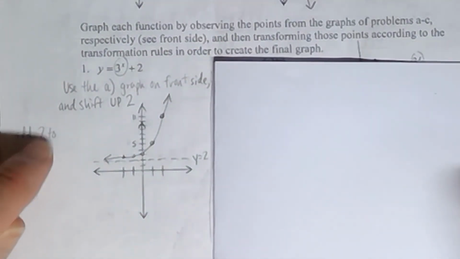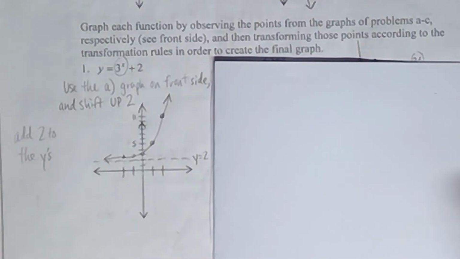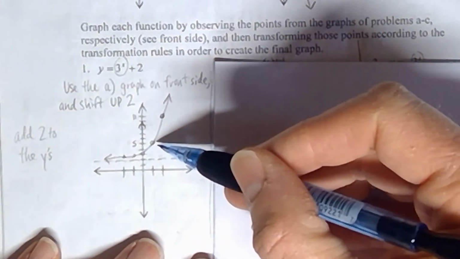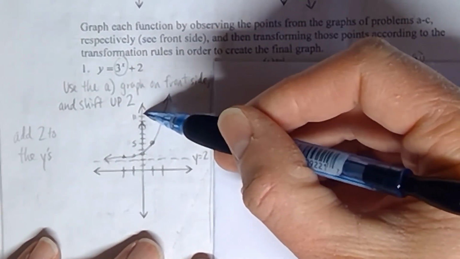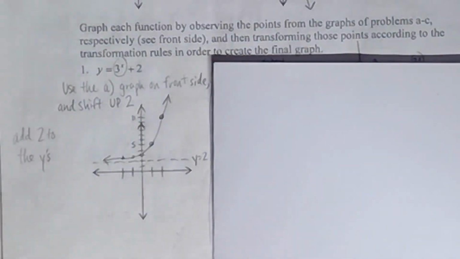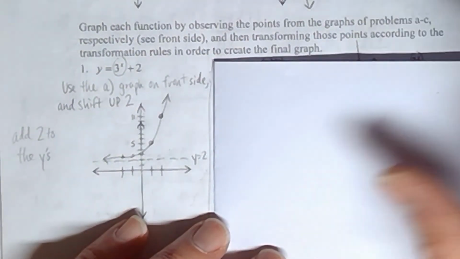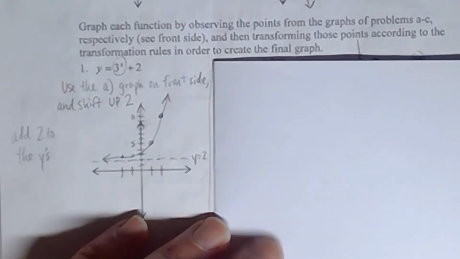Okay. If you do prefer to find out what the y values are equal to, you just simply add 2 to the y's that are on the front of the worksheet. Okay. And it gives you the y values you see here, 11, 5, 3, and so on. All right. And that is number 1. But you just need to physically move them up by 2.